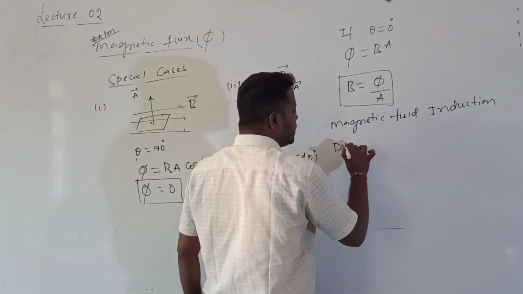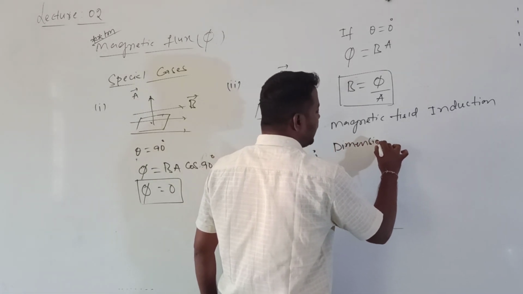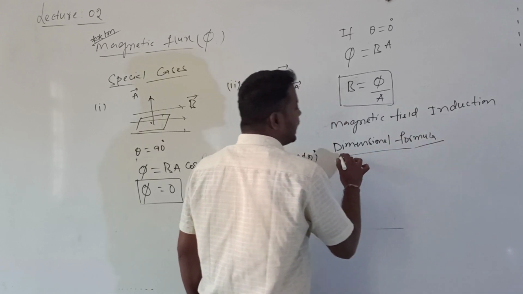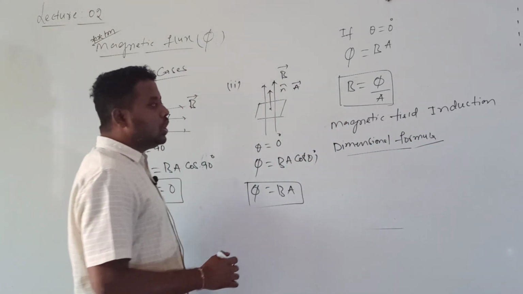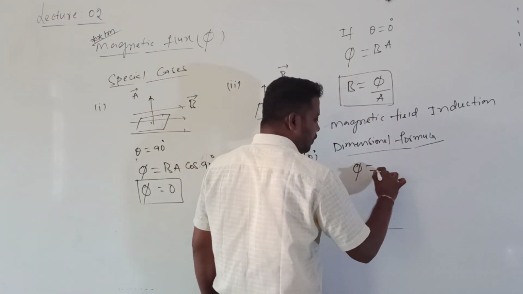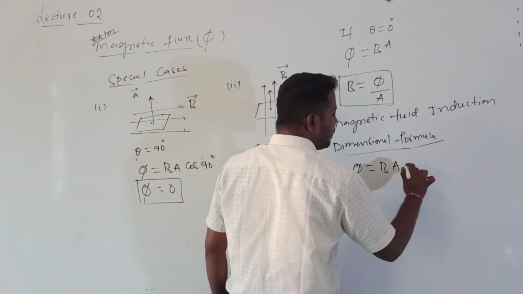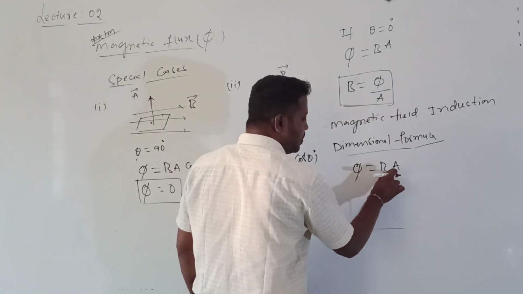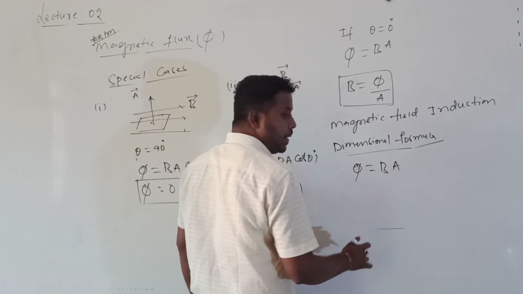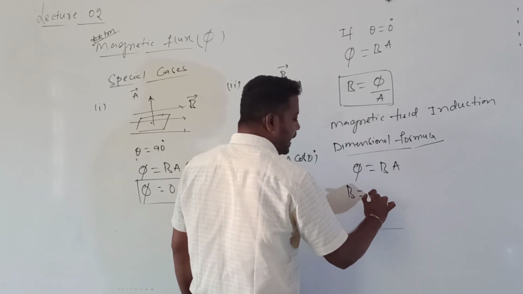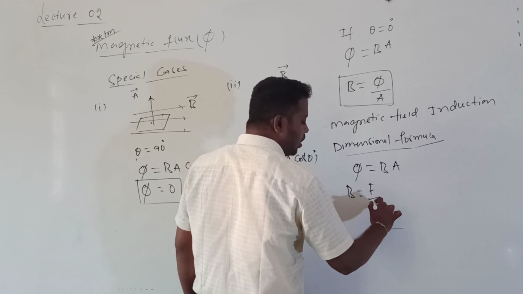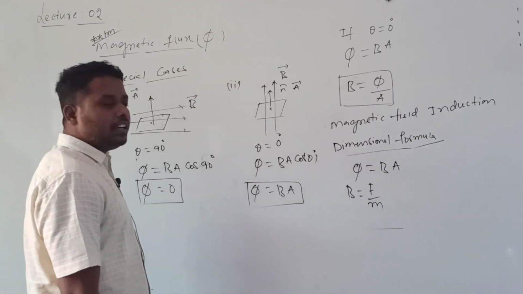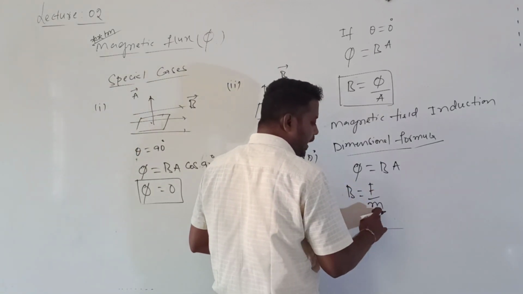I want to write the dimensional formula for magnetic flux. If field lines are normal to the surface, then phi is equal to B into A. In the last chapter you already wrote the dimensional formula for B. B is defined as the force acting on a unit north pole.